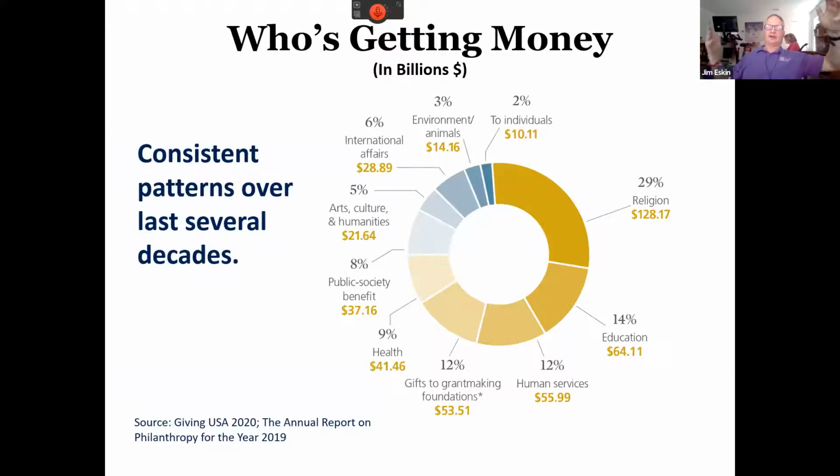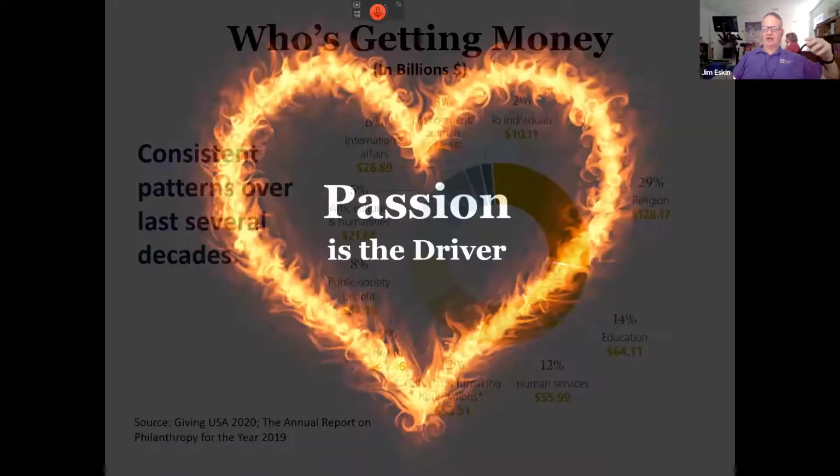This shows you, last year, $450 billion was given to American philanthropy. And basically, who gets that money hasn't changed over the 60 years we've tracked it. Religion has always been the biggest chunk, followed by education. Then it's really broken down after that.